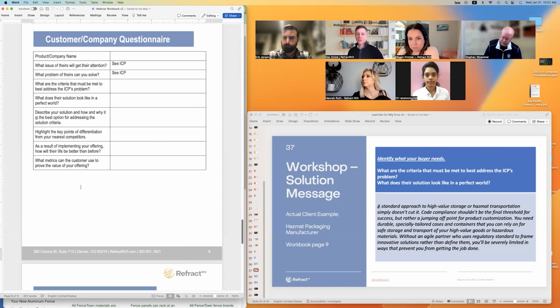All right? So you can see in there what it is that the customer is looking for. We talked about the criteria, right? Code compliance is one of the criteria. It has to be able to store high value items, right? But they can't just do that. They're looking for something that is customized to what they need, and they need a partner that can do it quickly and agilely.